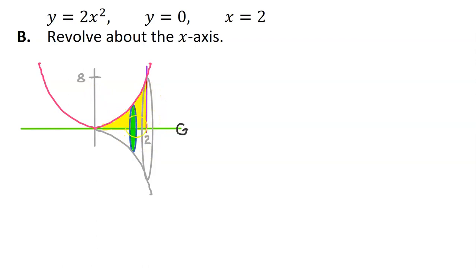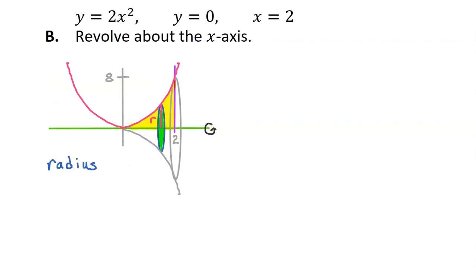To find the volume of the solid, we start with a single slice, a disk like this one. Step 1 is to find an expression for the radius of a single disk. When the radius is vertical, we can find an expression for it by subtracting the top function minus the bottom function. In this case, the top function is the parabola 2x squared, and the bottom function is 0 because that's just the x-axis. We don't need the minus 0, so this is an expression for the radius.